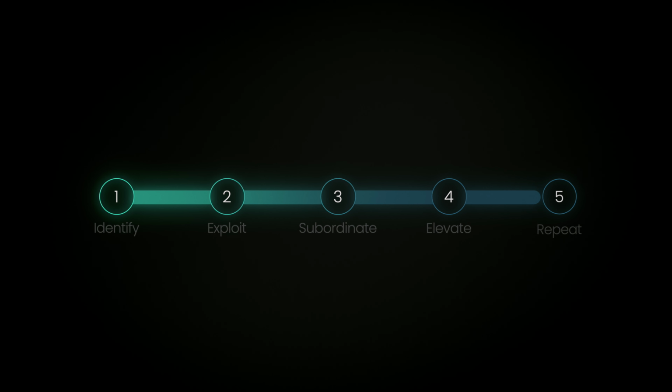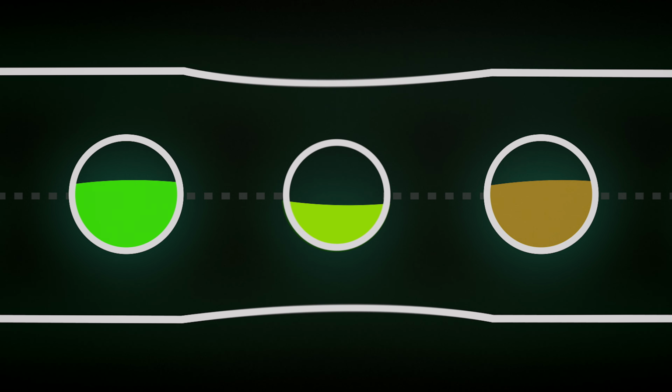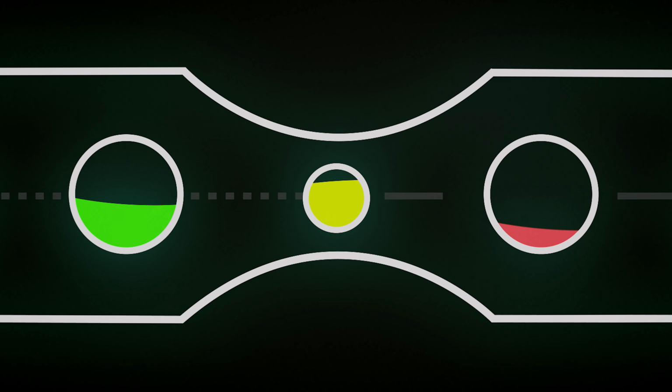Goldratt developed 5 steps to find and then improve any constraint or bottleneck. Step 1, identify the constraint. You have to pinpoint the weakest link, also known as the bottleneck, in your system. This could be a particular task or a habit or a mindset that is limiting your overall productivity.